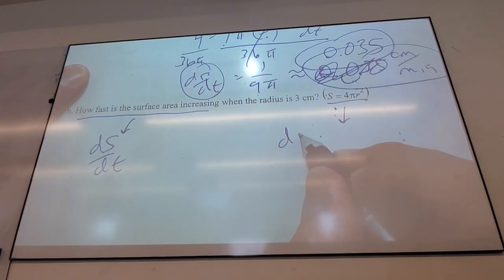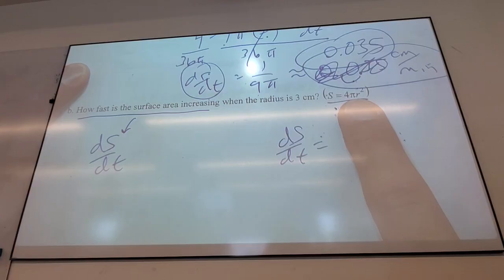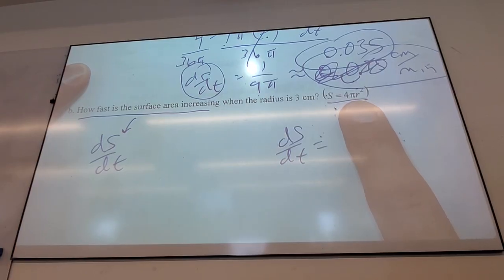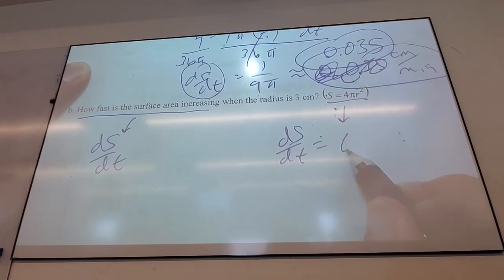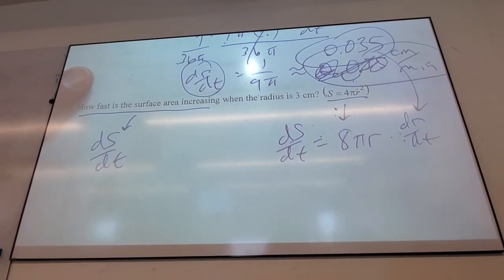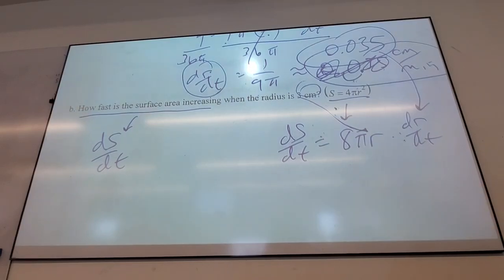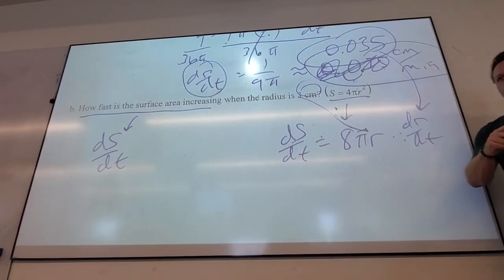All right, so once again, I'll do half of this. What do you get when you take the derivative of this side with respect to time? Yeah, the 2 comes down. 8 pi r, 8 pi r times. And we know what DRDT is. And we know what r is. So then it's just plug and chug. Yes?